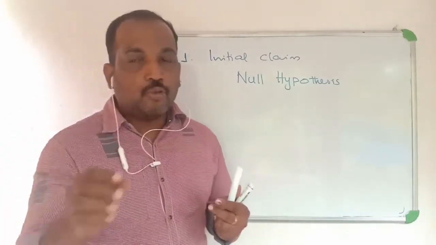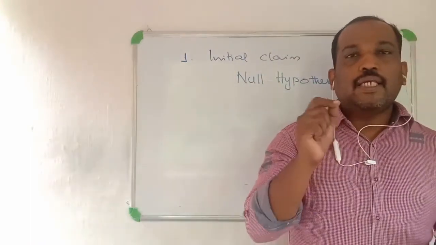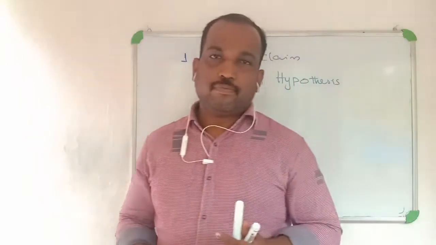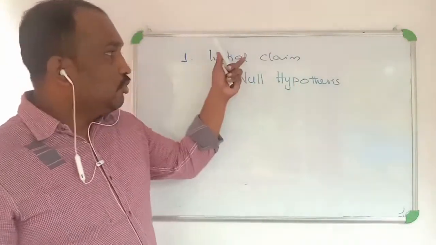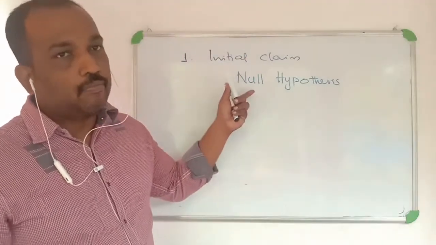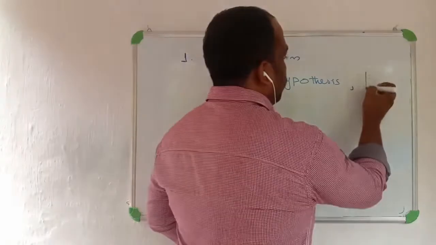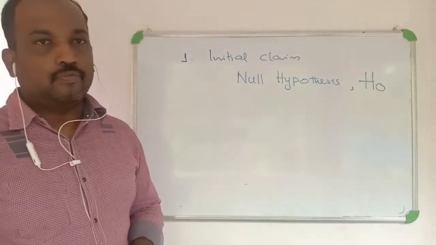It's up to you whether you accept or reject my claim. So if you want to accept or reject my claim, you have to show the evidence, statistical evidence. That initial, general claim is named the null hypothesis, denoted with H0.